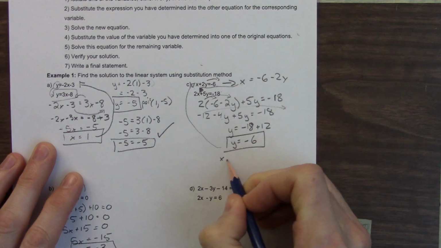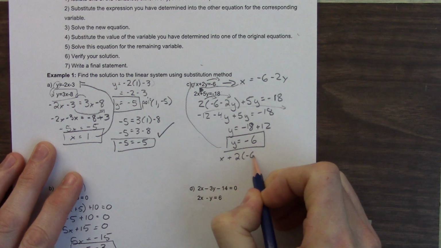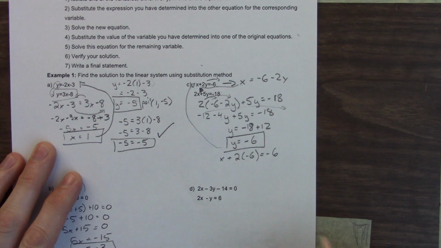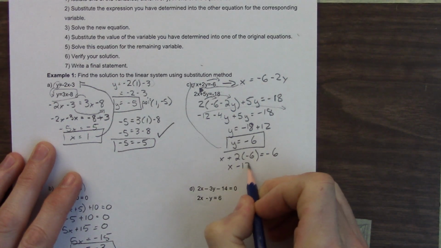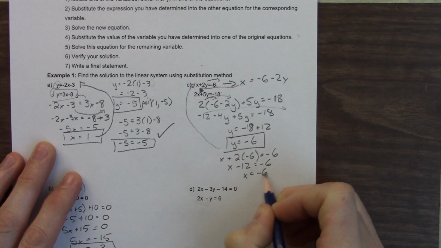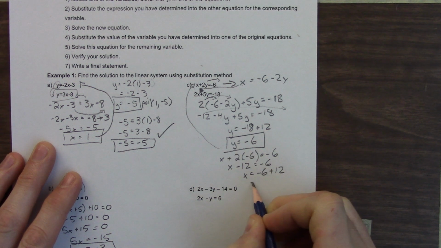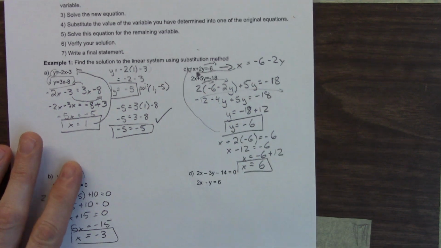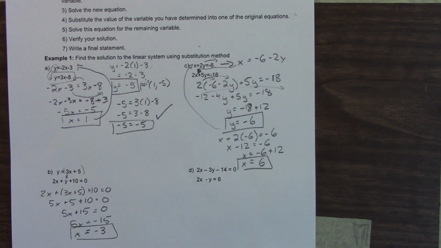So then we have x plus 2 times negative 6 equals negative 6. So we have x minus 12 equals negative 6. x equals negative 6 plus 12 equals 6. Any questions there?